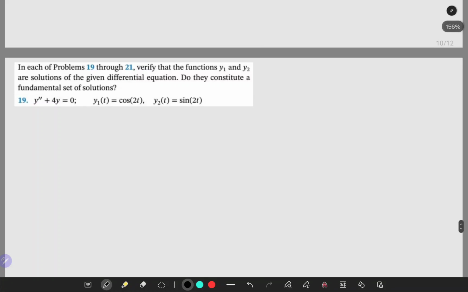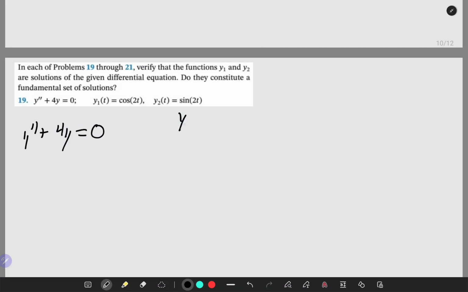So 19. Let's see. Verify that the functions, so they give us y1 and y2 already, right? So this is really simple. We don't have to find any general solutions. All we have to do is verify that y1 and y2 are solutions of the given differential equation. I'll tell you right now exactly how to do this. So I'm going to show you a really cool trick. So let me rewrite these.